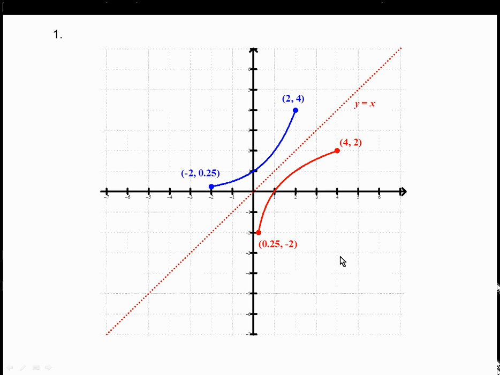Now it's supposed to be that if you fold along the dotted line y equal x, the blue graph and the red graph will coincide. Again, it's more of an art skill than a math skill.